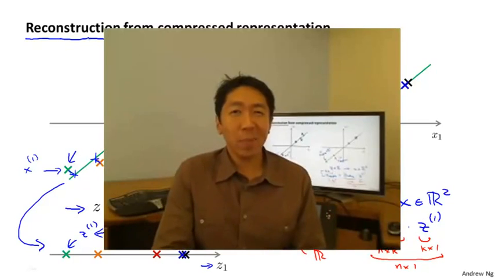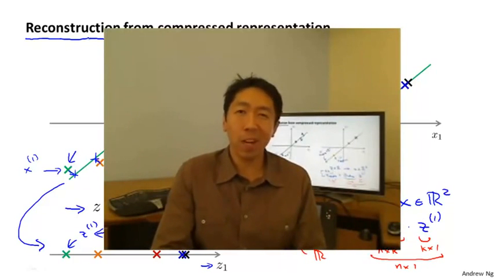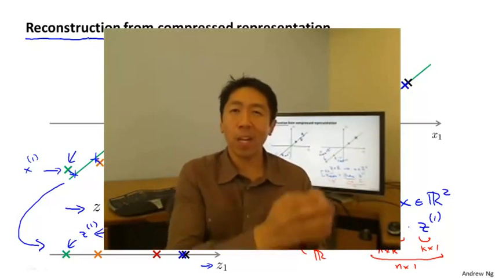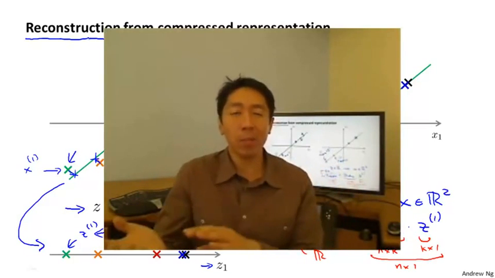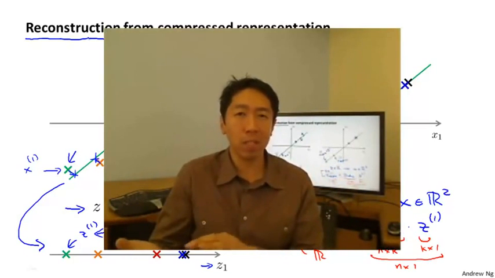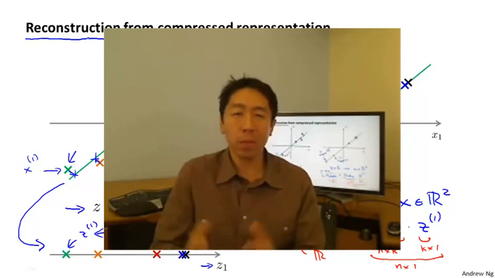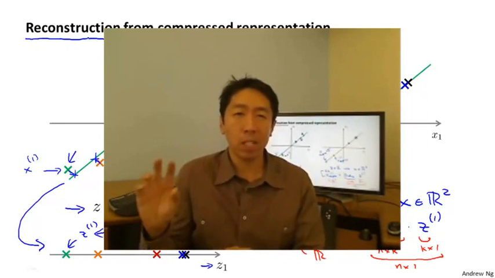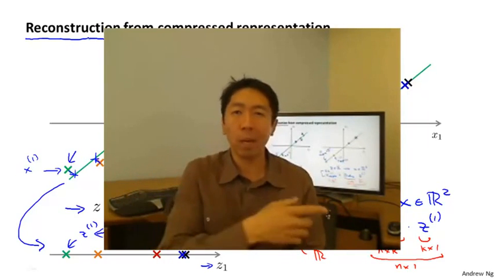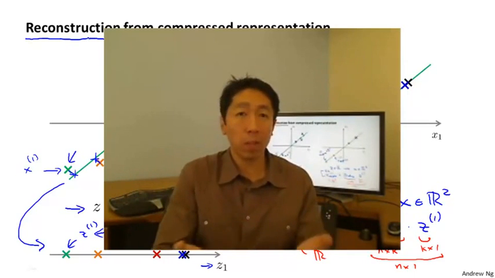So, given an unlabeled data set, you now know how to apply PCA and take your high-dimensional features X and map it to this lower-dimensional representation Z. And from this video, hopefully you now also know how to take these lower representations Z and map them back up to an approximation of your original high-dimensional data.